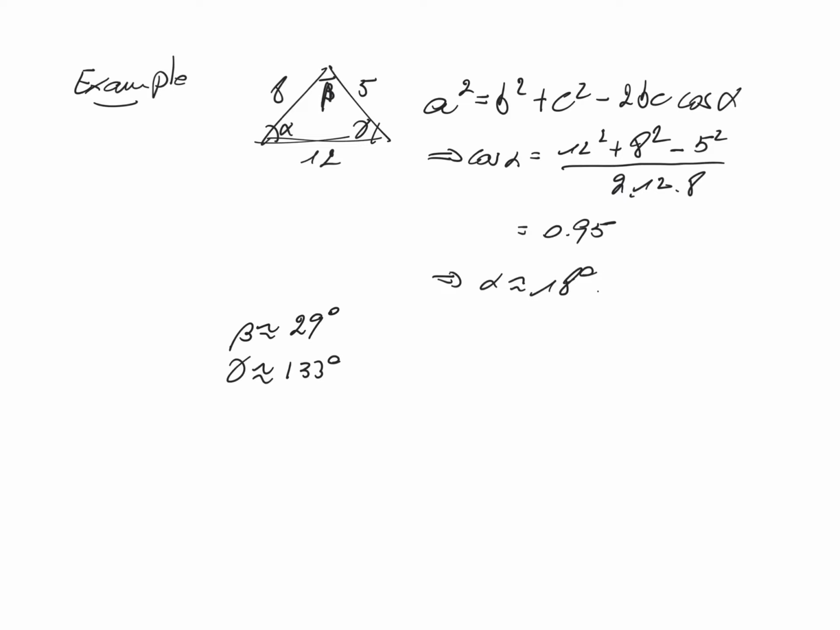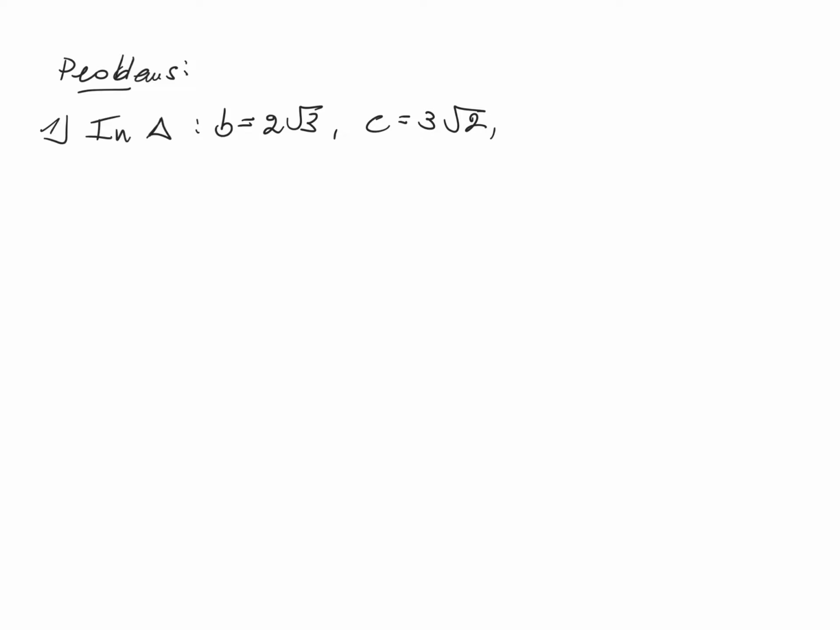Because in this case we are working with a cosine, you will see that in practice you normally have no ambiguous cases. Knowing the law of sines and the law of cosines, try to solve the following problems. The first problem: in a triangle, we know that the side B is equal to 2 times the square root of 3, the side C is 3 times the square root of 2, and the angle gamma is equal to 60 degrees. The question is, find alpha.